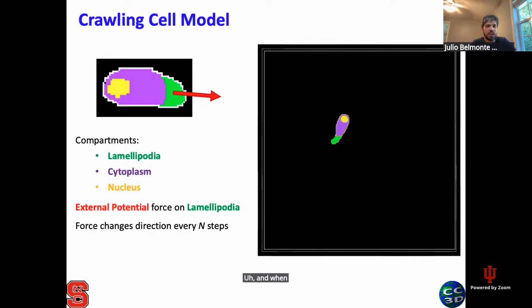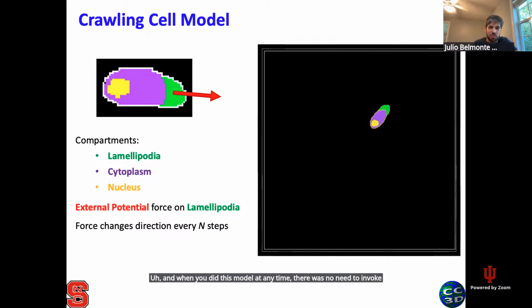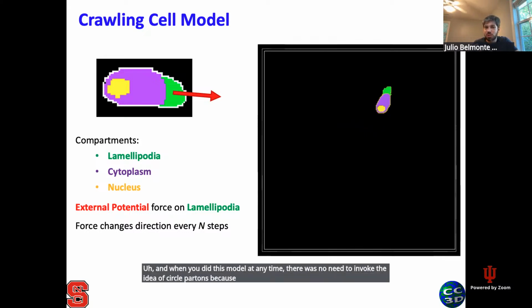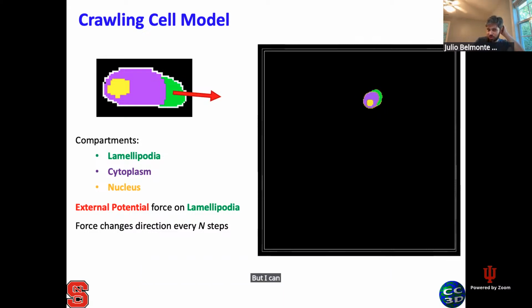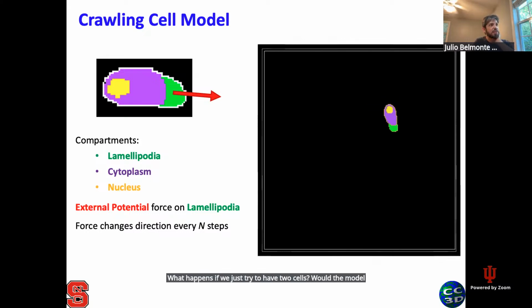And when you did this model, at no time was there a need to invoke the idea of cell compartments, because you only had one cell. But I can ask you now, what happens if you just try to have two cells? Would the model still be well behaved or not?